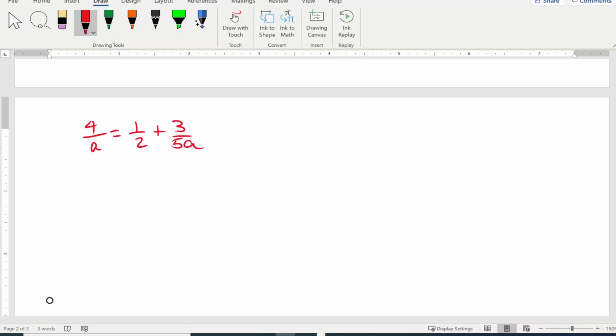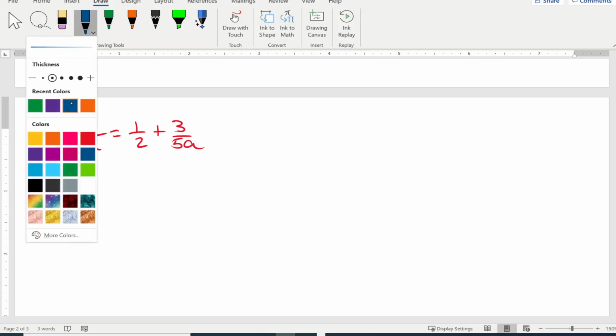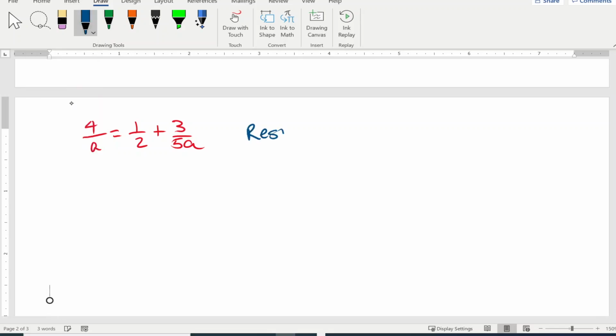So we have more than one term here. Now, if we wanted to look at the restrictions first, the restrictions here: a cannot equal 0. So that's really our only restriction here.